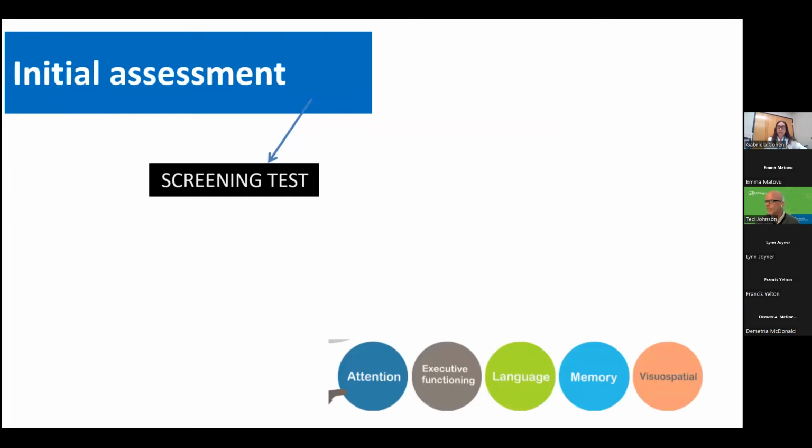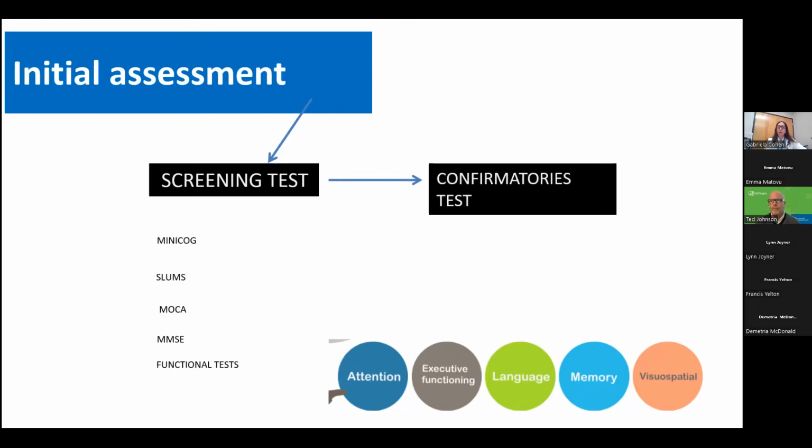So if this is the initial assessment, imagine that you have a patient for the first time at a memory clinic. You're going to start with a screening test. The screening test could be a Mini-Cog, could be a SLUMS, could be a MoCA, could be a Mini-Mental, or could also be a functional assessment. And once you have a positive screening test, you want to do a confirmatory test. And this is what we're going to be discussing today. We call this a full neurocognitive assessment.